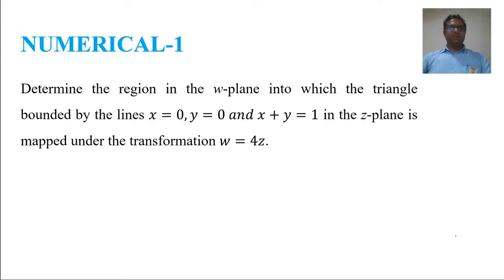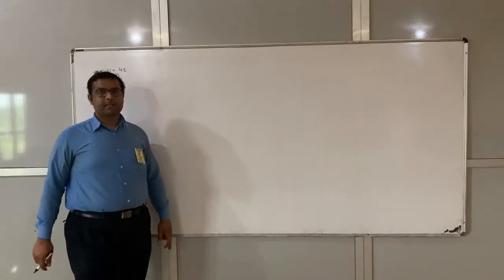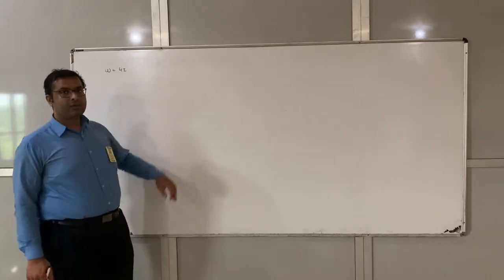Let us take the first numerical of the lecture. In this numerical, the given transformation is w is equal to 4z. Under this transformation, you have to find an image of the triangular region which is bounded by the lines x is equal to 0, y is equal to 0, and x plus y is equal to 1. So let us start the solution of the first numerical. In this example, the given mapping is w is equal to 4z.